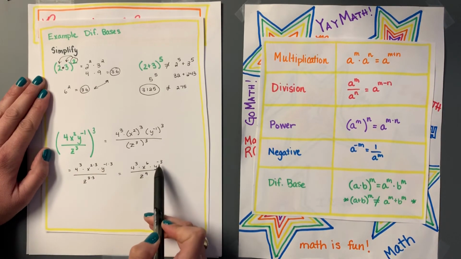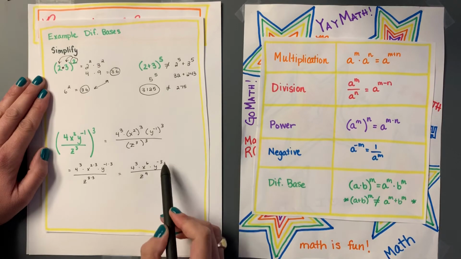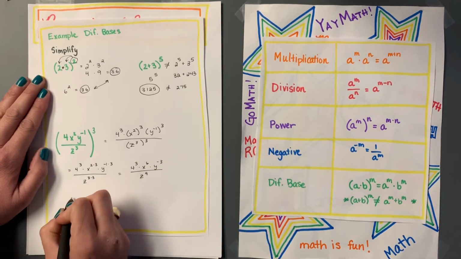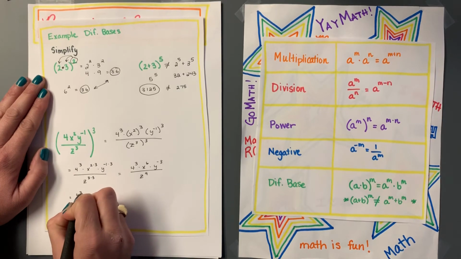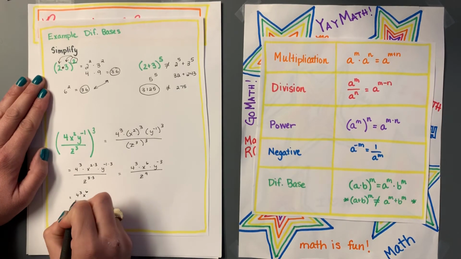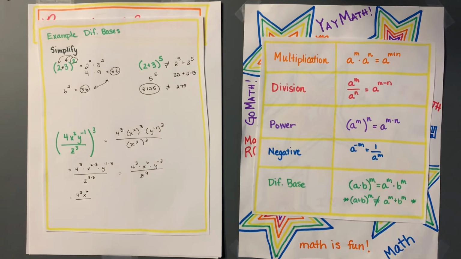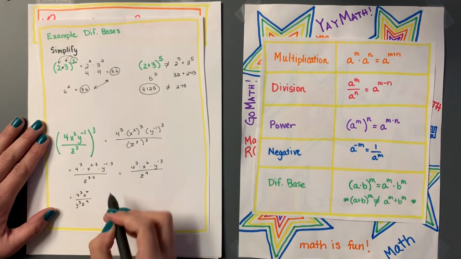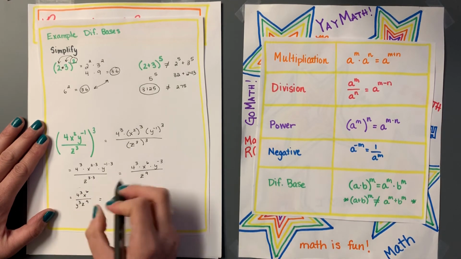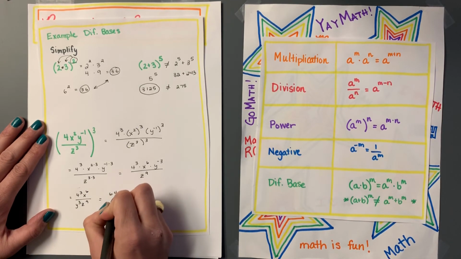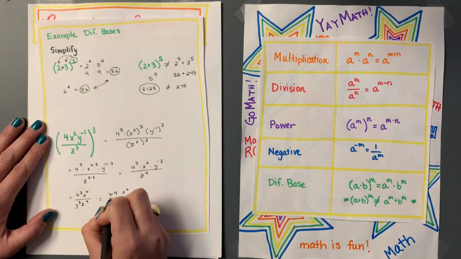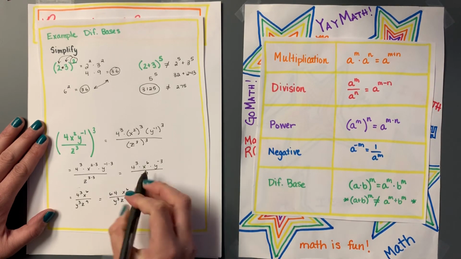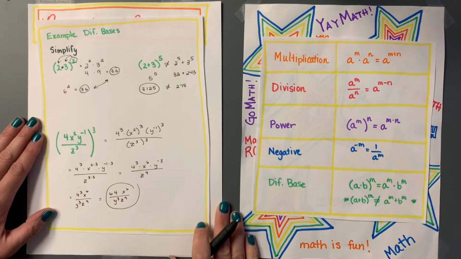And now I notice I have a negative exponent, which means this is in the wrong spot. I need to move it down to the denominator. So 4 cubed, x to the 6 divided by y cubed, z to the 9. And I'm going to do one more step, which is 4 cubed. 4 cubed is 64. So 64 x to the 6 divided by y cubed, z to the 9 is my final answer.